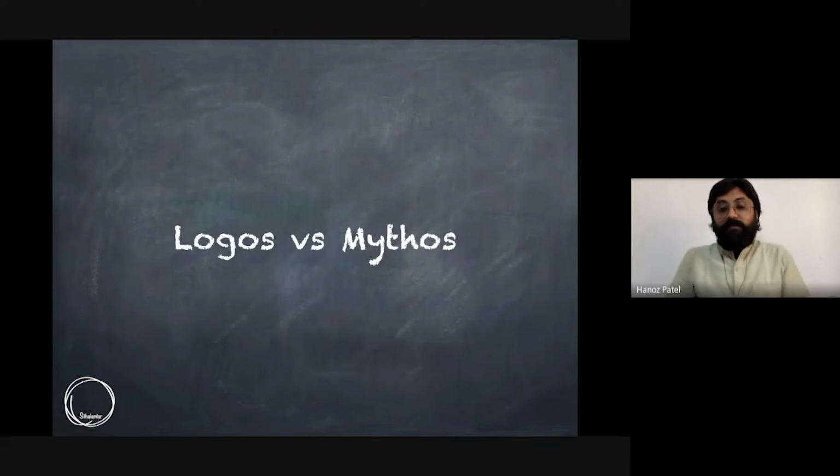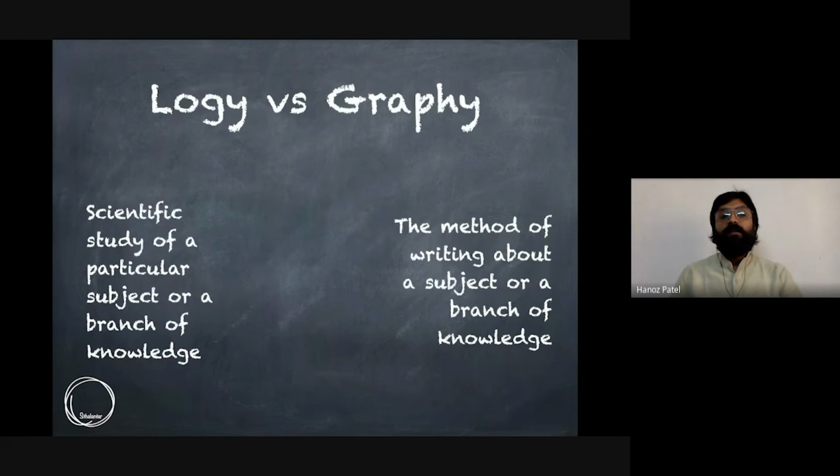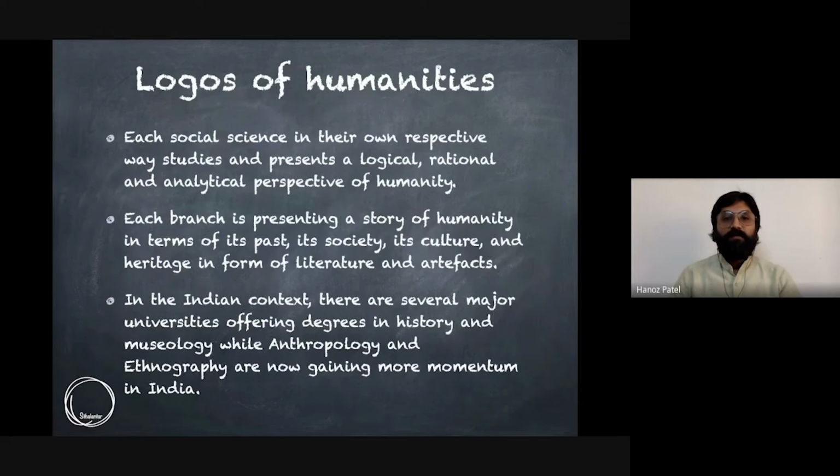So when we are talking about stories, let us look at a little bit about logos and mythos. Now, if you do not know about logos and mythos, we'll look into that. But before that, let us spend a little time on what is logy and graphy. हम हमारे subjects के पीछे हमेशा logy and graphy देखते हैं, but what is the meaning of it, right? तो थोड़ा देख लेते हैं, museology, geography ये सब हम देखते तो हैं, पर उसके meaning थोड़े देख लेते हैं, ठीक है? So logy is basically the scientific study of a particular subject or a branch of knowledge, while graphy is the method of writing about that subject or a branch of knowledge. That is a very simple basic difference between the two, which I hope you guys can understand a little bit.